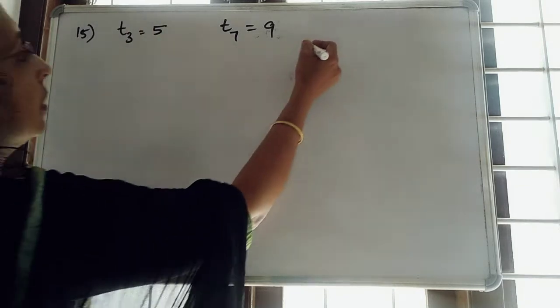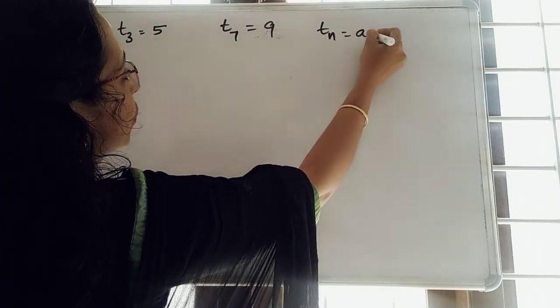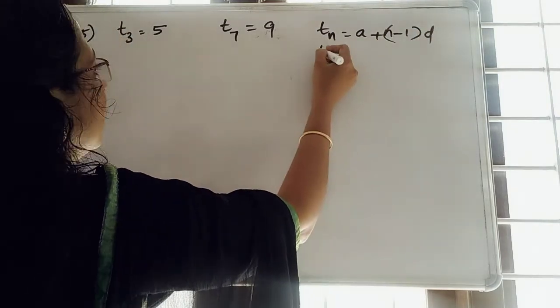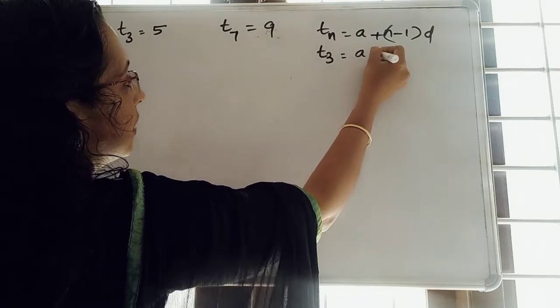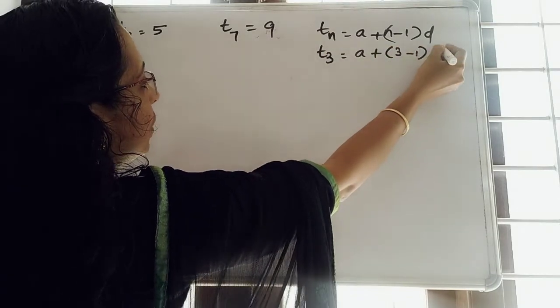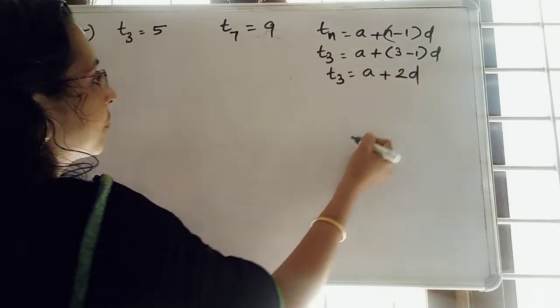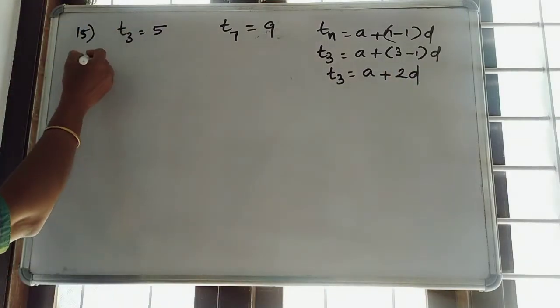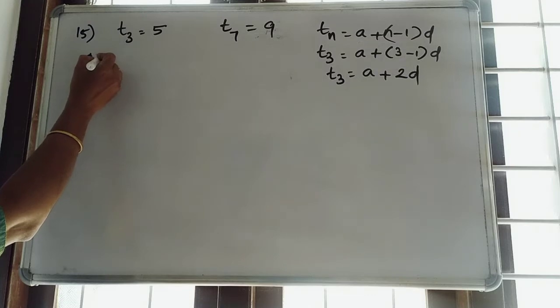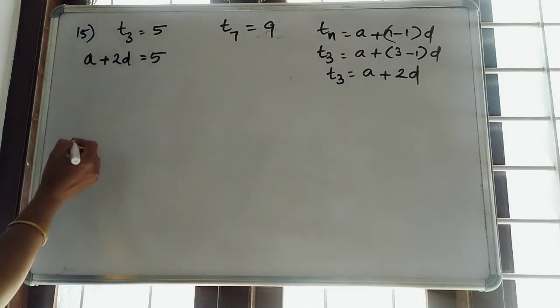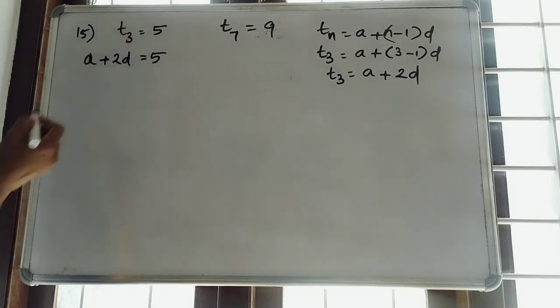We know the nth term formula is what? Tn is equal to A plus n minus 1 into D. So T3 we can write as A plus 3 minus 1 into D, so T3 can be written as A plus 2D is equal to 5. Instead of T3 we can replace it with A plus 2D.